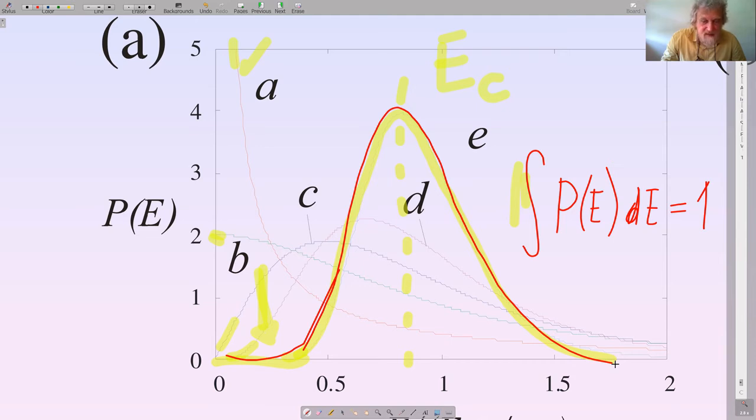Anytime I'm talking about probability of E, it is a probability density. When I talk about discrete modes like an oscillator, then I have a probability for each mode, which means that this probability density is a sequence of delta function peaks.